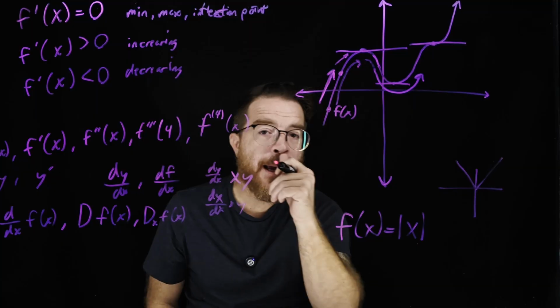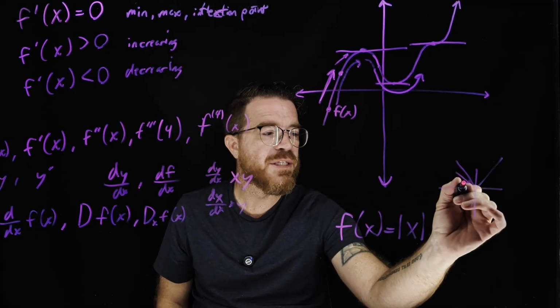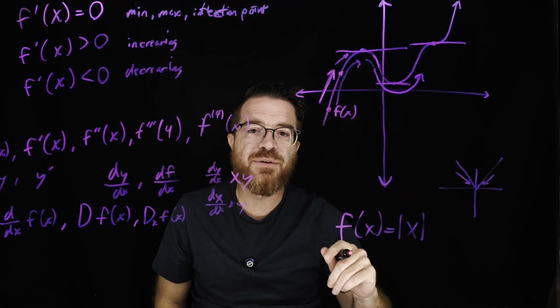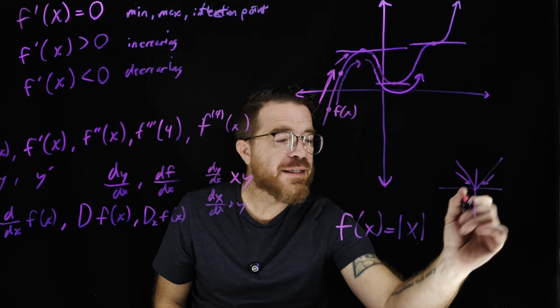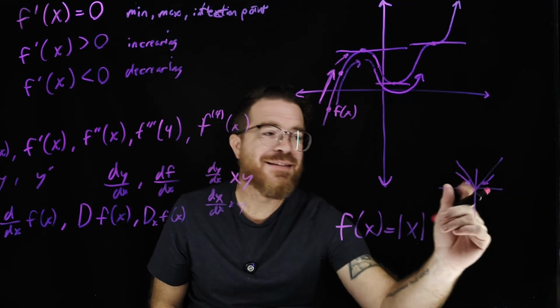In this case, this is continuous, right? The limit approaching a specific point from the left is the same as the limit from the right, and the point does exist. This is continuous, but it's not differentiable at 0.